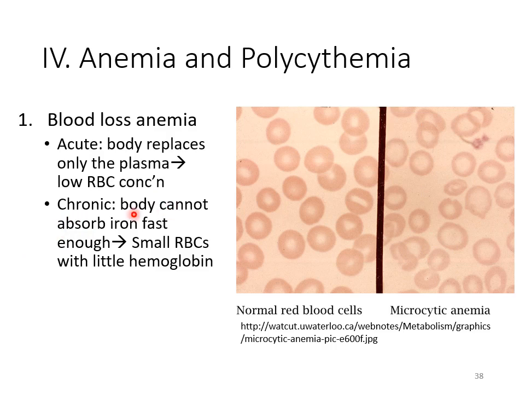But for chronic blood loss, say a person has cancer and is bleeding, has been having a little bit of bleeding for several months or several years. Because of that constant blood loss, the body cannot absorb iron fast enough, cannot really replace the iron that's being lost. And so what you have are small RBCs with little hemoglobin, or a microcytic and hypochromic anemia.